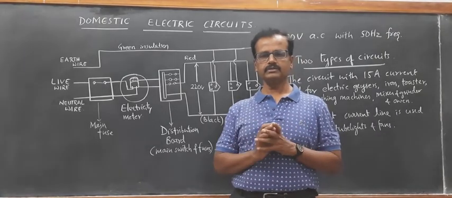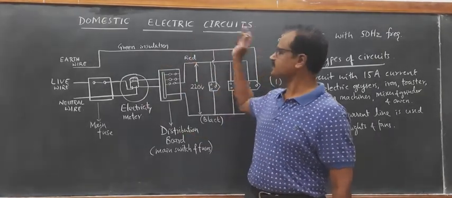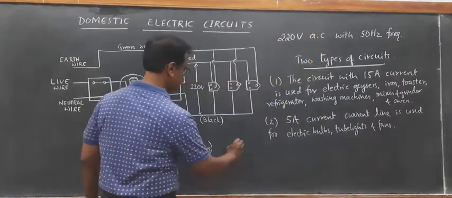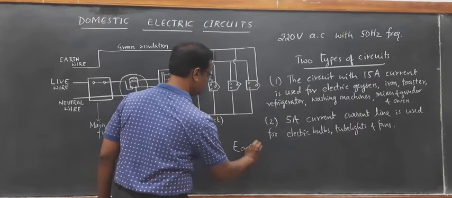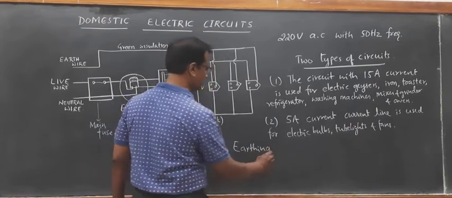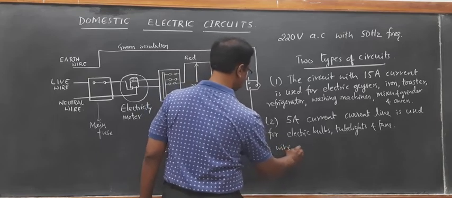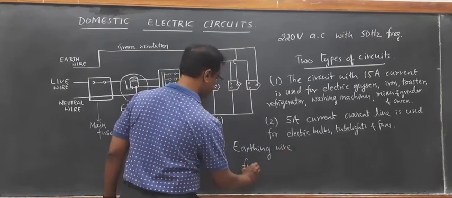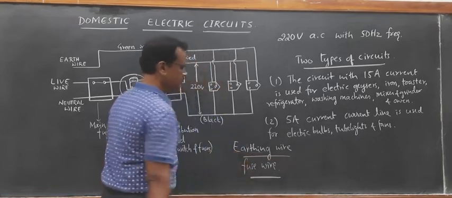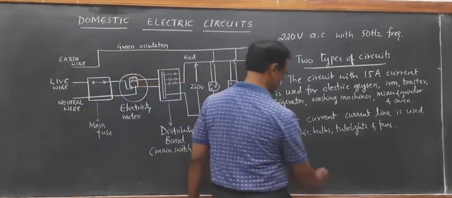I think you have understood the domestic electric circuits used in the home. So the main thing is earthing, and another one is the earthing wire, another one is the electric fuse wire. And what is the meaning of short circuit?